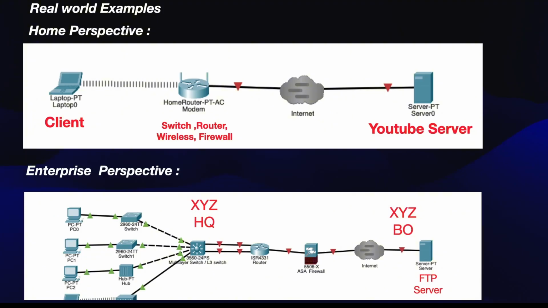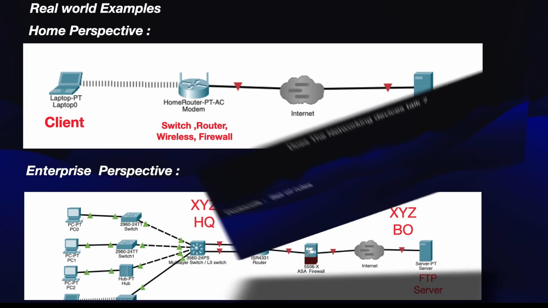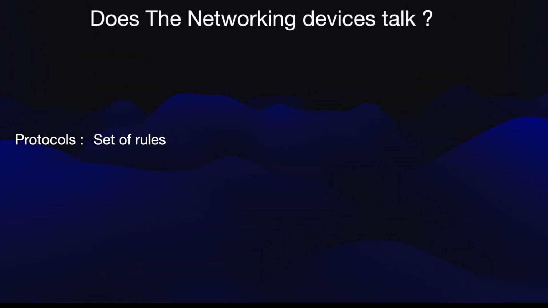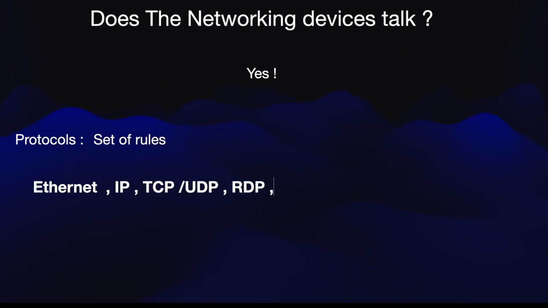Well, we connected them and said it is a network, but do the networking devices even talk? Yes, like humans, they also talk to each other, using protocols. The protocols are nothing but a set of rules that must be followed to make this communication possible. So examples are Ethernet, IP, TCP, UDP, RDP, SSL, HTTP, and so on.